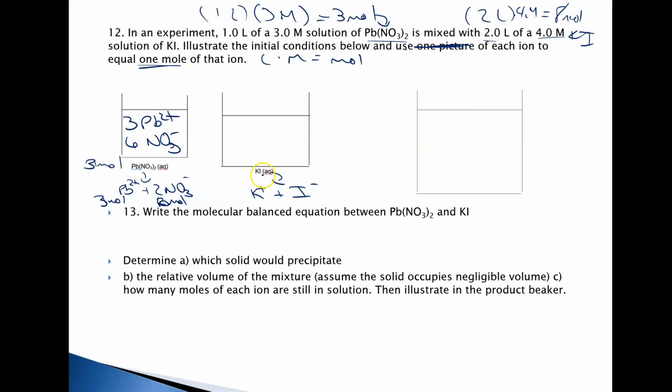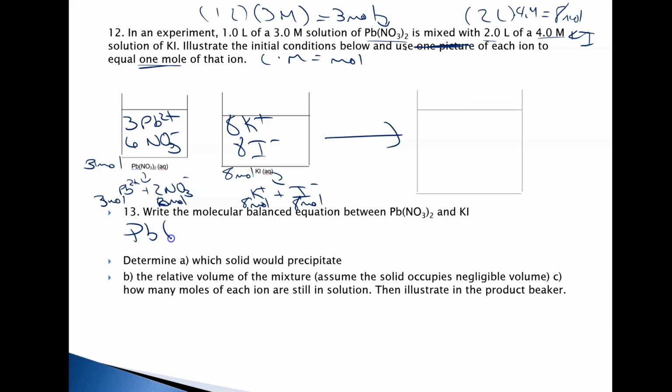Similarly, this one breaks apart in a 1-to-1 ratio. So if I have 8 moles of KI, I'm going to get 8 moles of K and 8 moles of I. So I have 8 K+ and 8 I-. And this is what happens before I mix them together and they react. So write the balanced molecular equation.